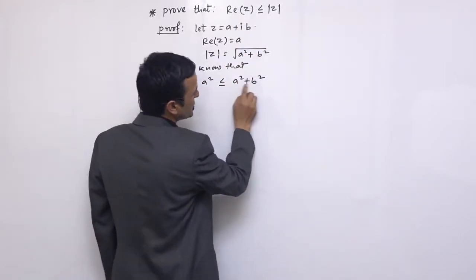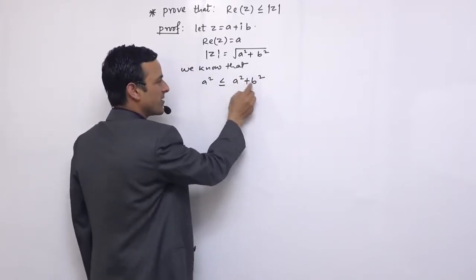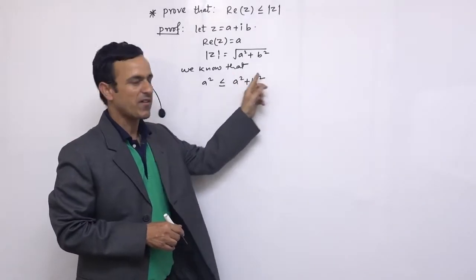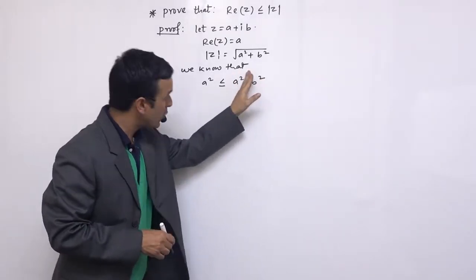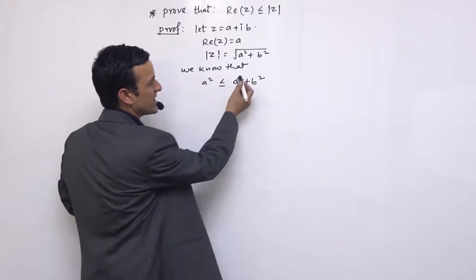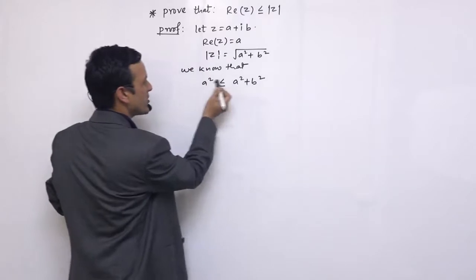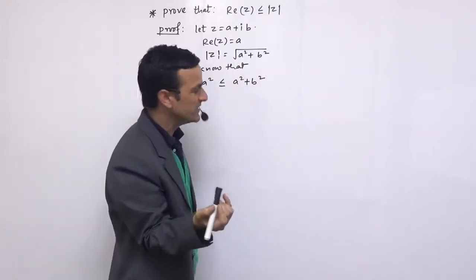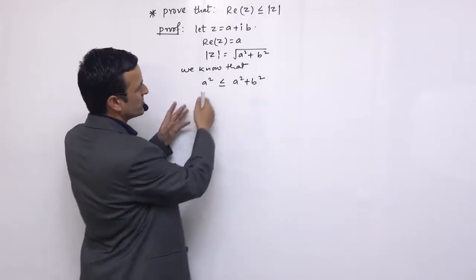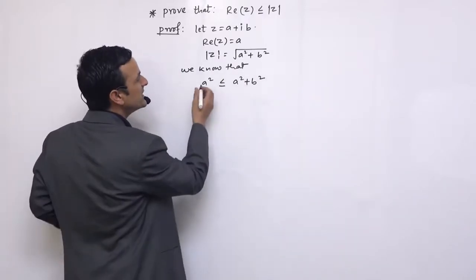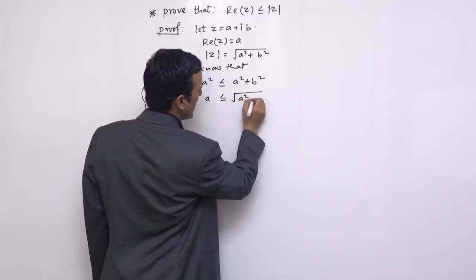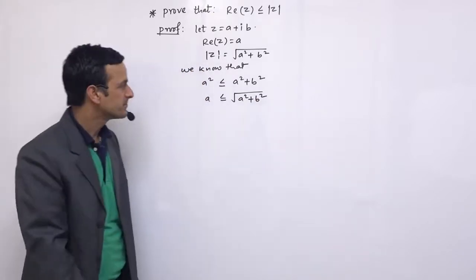So among these two terms, square of any two real numbers. As you know, the sum of squares of any real numbers is always greater than or equal to the square of one of those numbers. The sum of any two square numbers is surely greater than any one number. We can call this an axiom. This result is true. That means a is less than or equal to modulus of root under a square plus b square.